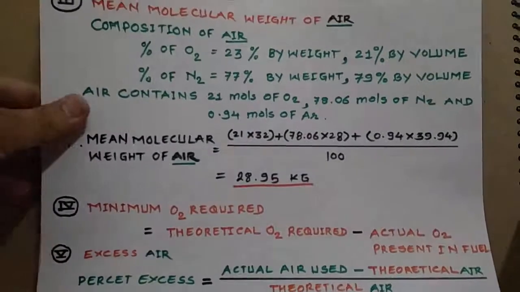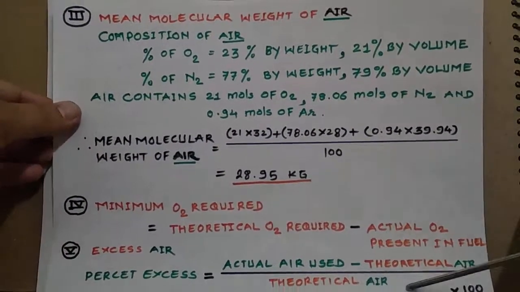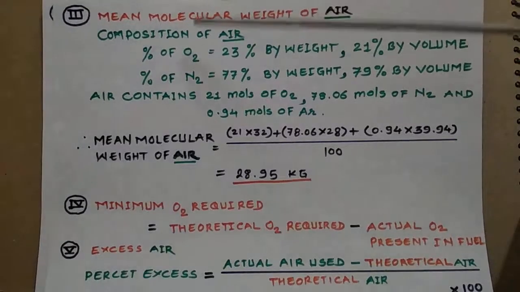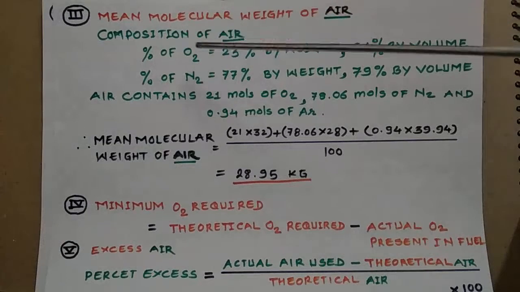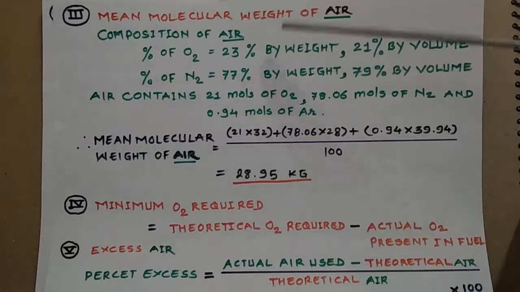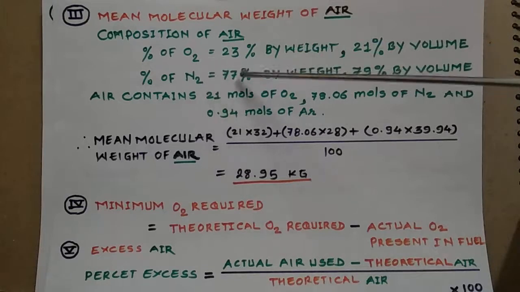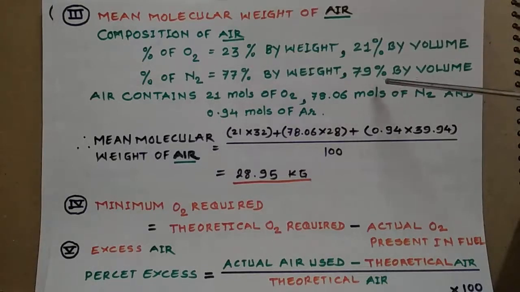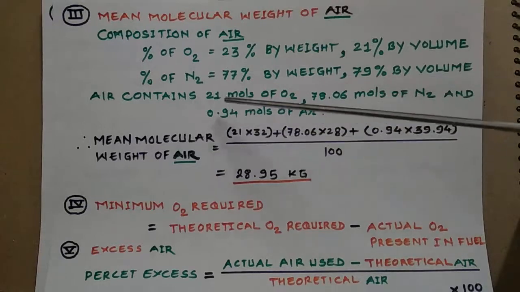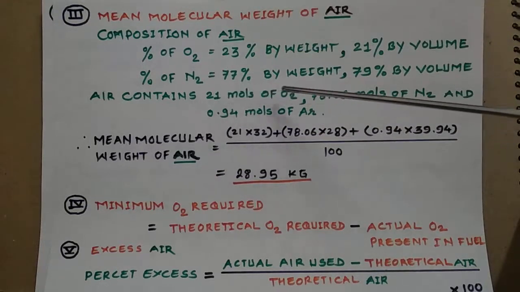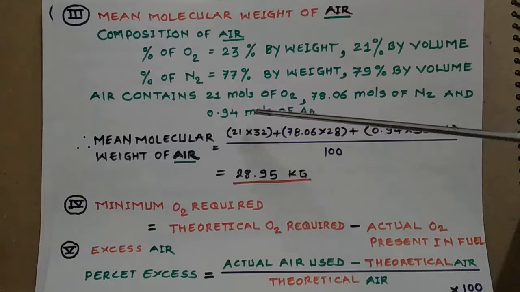Third point here is about the mean molecular weight of air. See the composition of air: percentage of oxygen, as we know, is 23% by weight and 21% by volume. Nitrogen is more in air, 77% by weight and 79% by volume. So air contains 21 moles of oxygen, 78.06 moles of nitrogen, and the third gas is 0.94 moles of argon. A very negligible amount of argon is present in air.